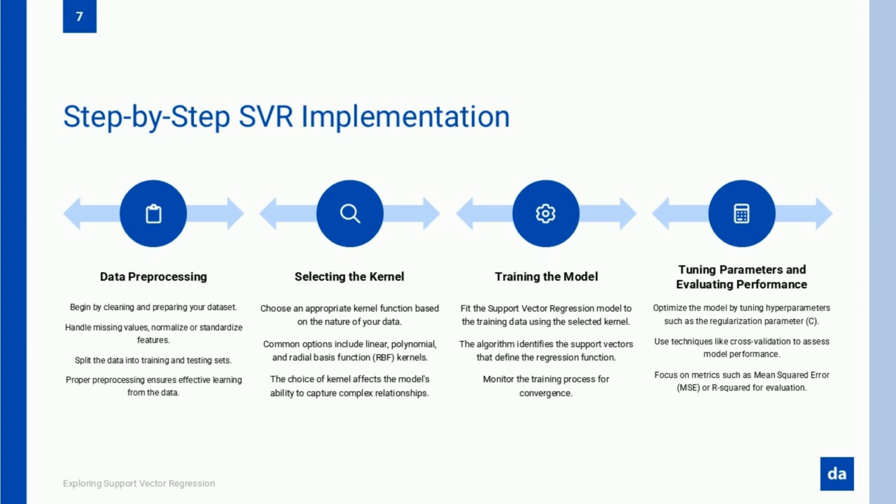Once the model is trained and fine-tuned, the final step is evaluating its performance. The goal is to check how well the model generalizes to new, unseen data. Common evaluation metrics include mean squared error, MSE, which measures the average squared difference between predicted and actual values, and R-squared, which indicates how much of the variance in the data is explained by the model. If the error is too high, adjustments may be needed, such as reselecting features, tuning hyperparameters, or choosing a different kernel.